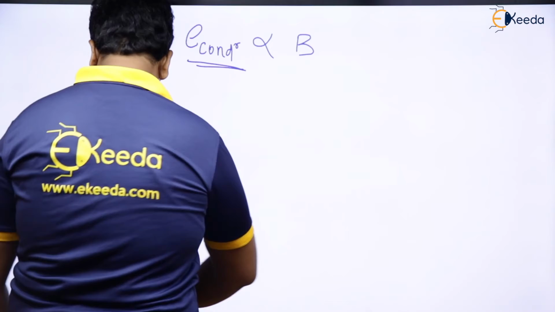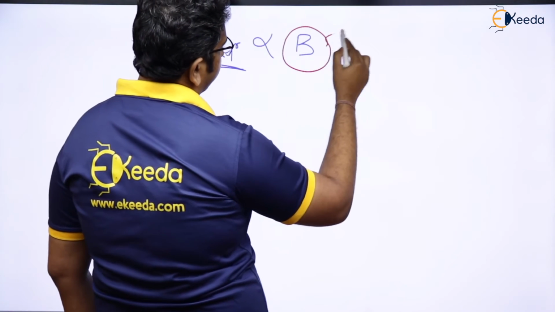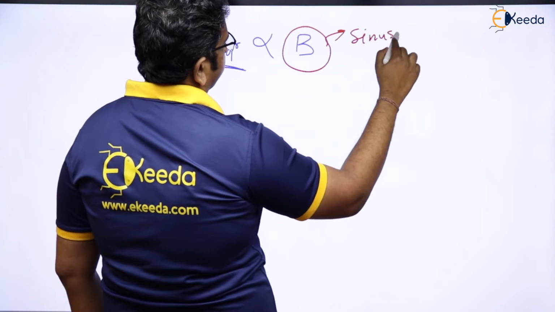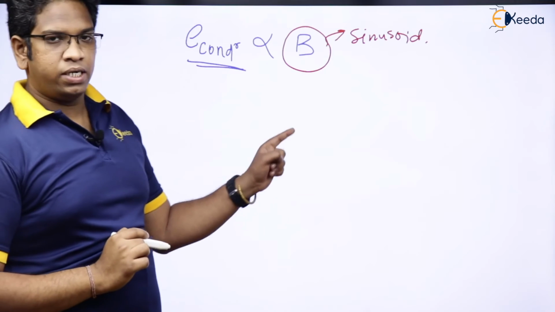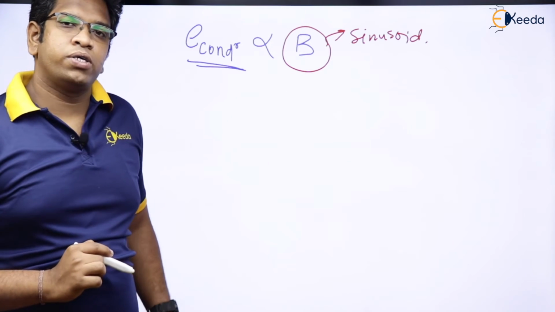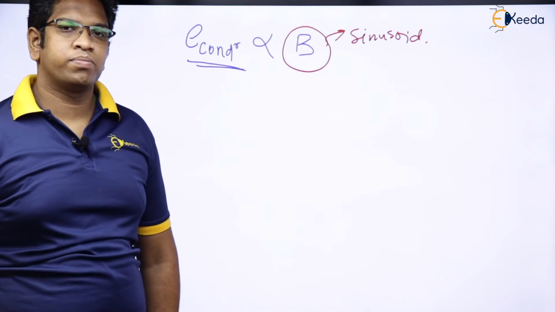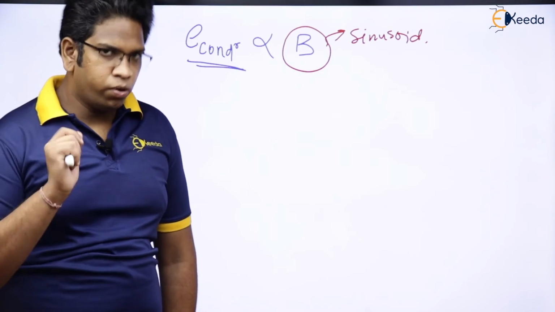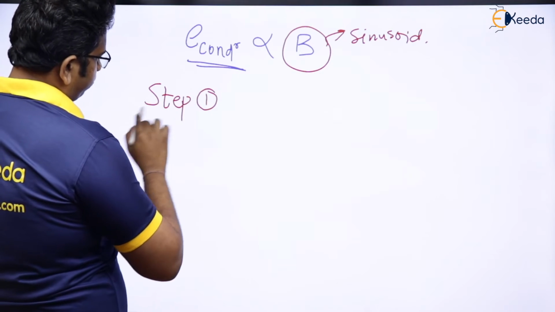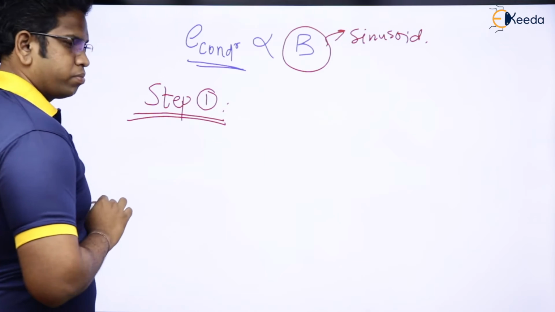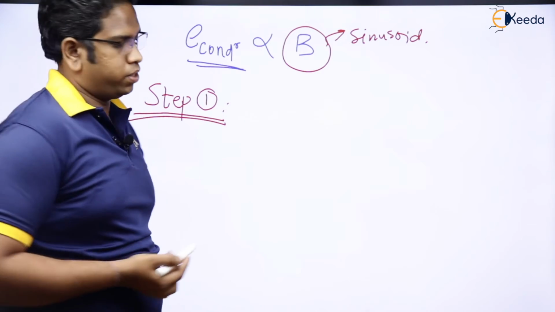If I somehow make this flux density sinusoid, if I somehow make the flux density in the air gap as sinusoid, then of course induced EMF in the conductor will become sinusoid. So what will be our approach? Our approach will be very simple. Step one will be to make field flux as sinusoid as possible.